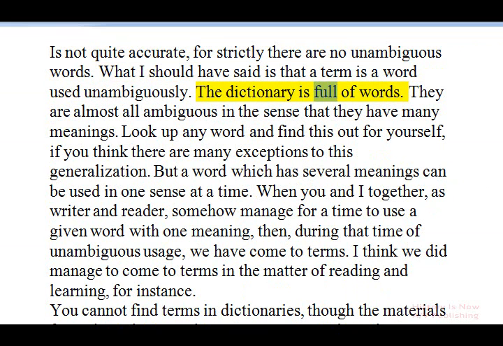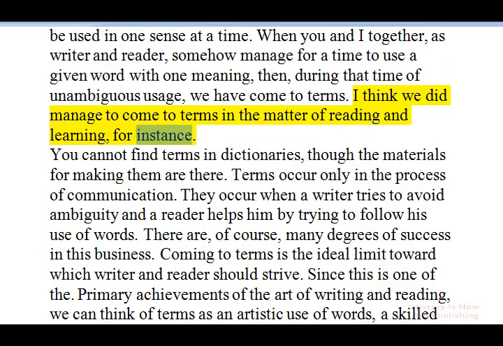The dictionary is full of words. They are almost all ambiguous in the sense that they have many meanings. Look up any word and find this out for yourself, if you think there are many exceptions to this generalization. But a word which has several meanings can be used in one sense at a time. When you and I together, as writer and reader, somehow manage for a time to use a given word with one meaning, then, during that time of unambiguous usage, we have come to terms. I think we did manage to come to terms in the matter of reading and learning, for instance.